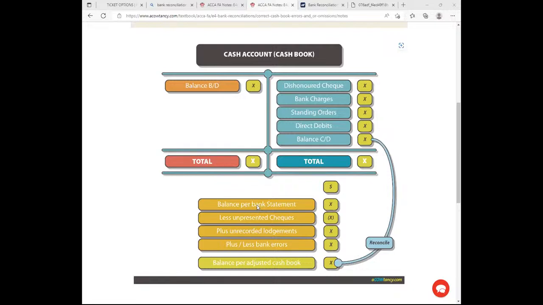And then I will add any unrecorded lodgements. If you get your bank making errors, that's not a very serious bank. Good banks should never make errors. This entry here, we should not be thinking about it a lot. And then, of course, we should be able to get what we call the balance per adjusted cash book. And this balance that you get now should be exactly equal to the balance here.